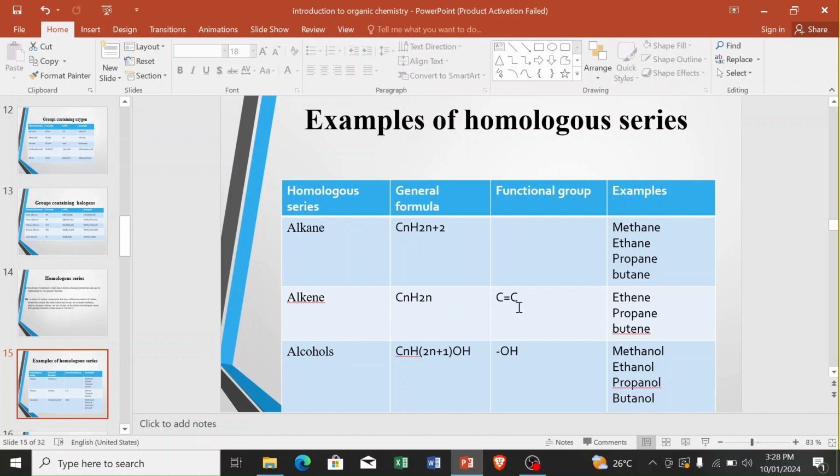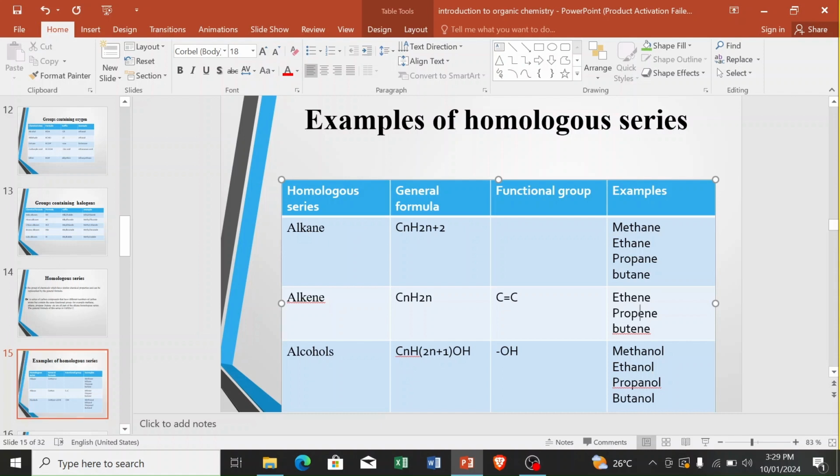Alkenes have this general formula, where they have a carbon to carbon double bond. Carbon and carbon are bonding with a double bond. So when we substitute n equals 2, we get ethene. When we substitute n equals 3, we get propene, and then we have butene for n equals 4 for alkenes.